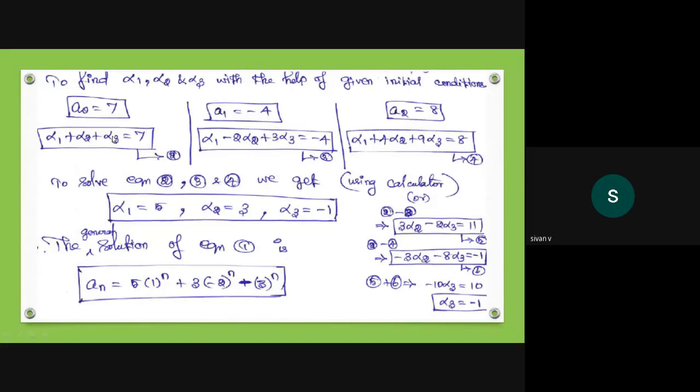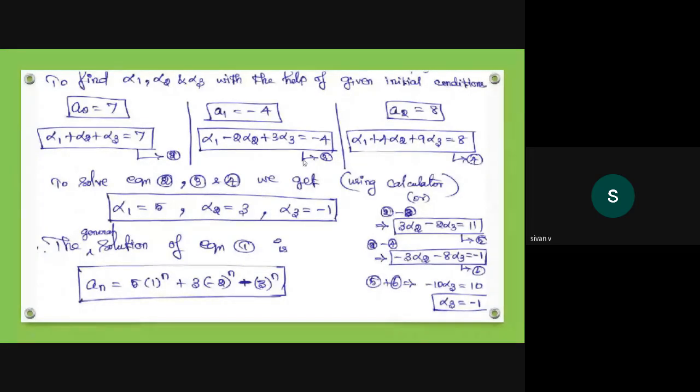It's up to you, because you are familiar with solving equations. You can also solve it using a calculator. The calculator has an equation solution mode, a mode for solving equations. Using that mode also you can solve it. Any one method you can use.